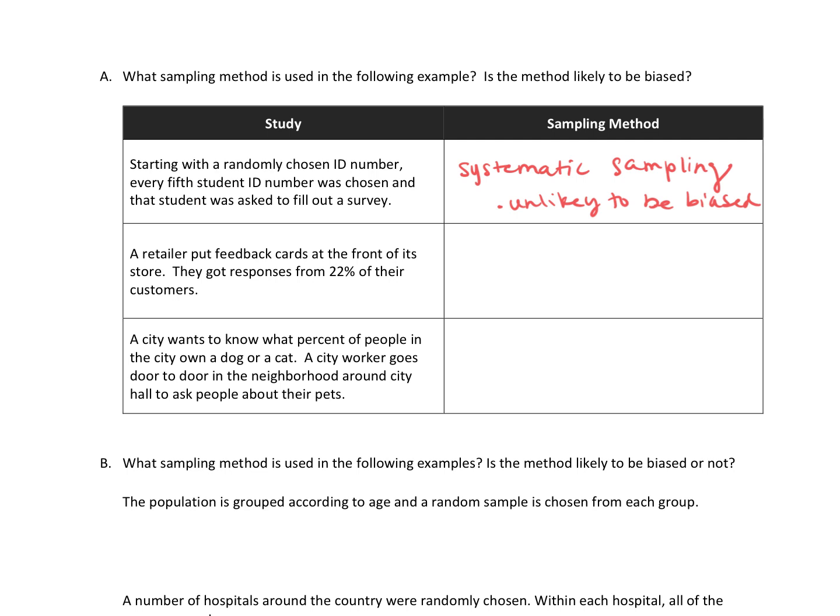All right, the next study, a retailer put feedback cards at the front of its store. They got responses from 22% of their customers. So this is self-selected sampling. Customers are on their own filling out a feedback card. So it's not random and it's very likely to be biased.